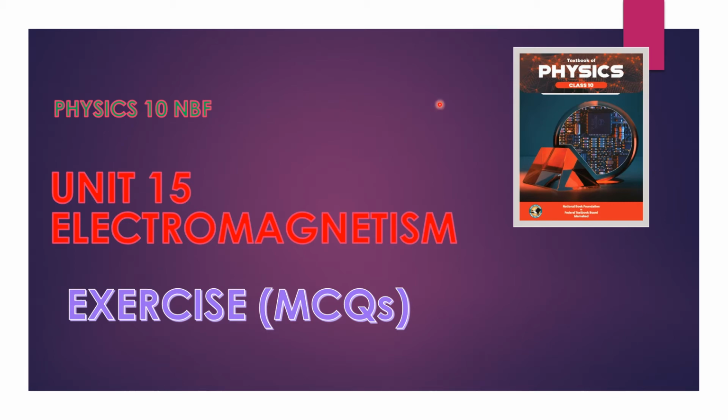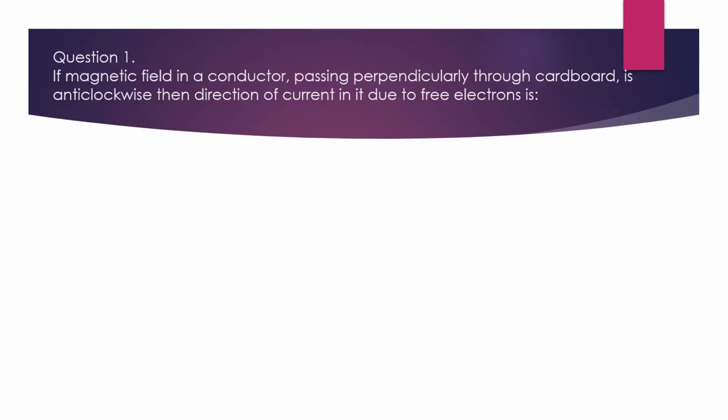This is unit number 15, Electromagnetism. And this is the exercise for MCQs, Physics 10, National Book Foundation. The first MCQ, question number 1. If the magnetic field of a conductor passing perpendicularly through cardboard is anticlockwise, then the direction of current in it due to free electrons is.